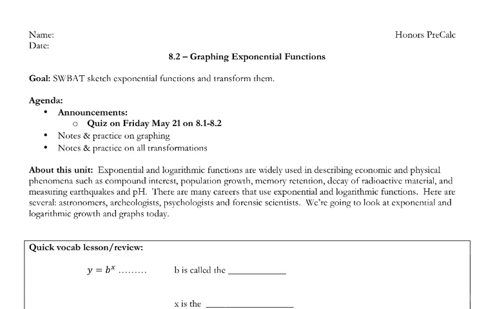This is the first video for lesson 8.2. 8.2 is all about graphing exponential functions. We started to learn about exponential functions in 8.1 when we compared them to linear and quadratics. Today we're going to go more in depth and look at how we graph them and how we transform those graphs. So how we shift the graphs left, right, up, down, and stretch and shrink them.